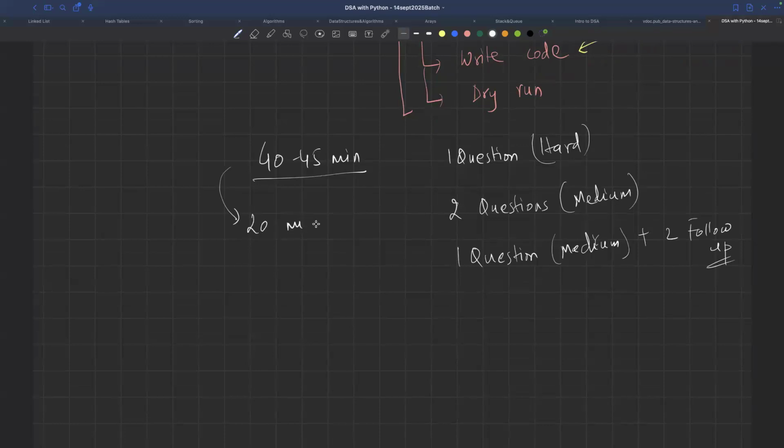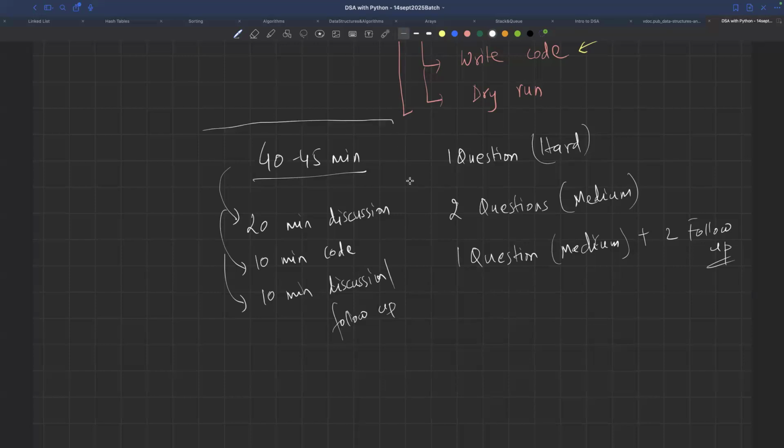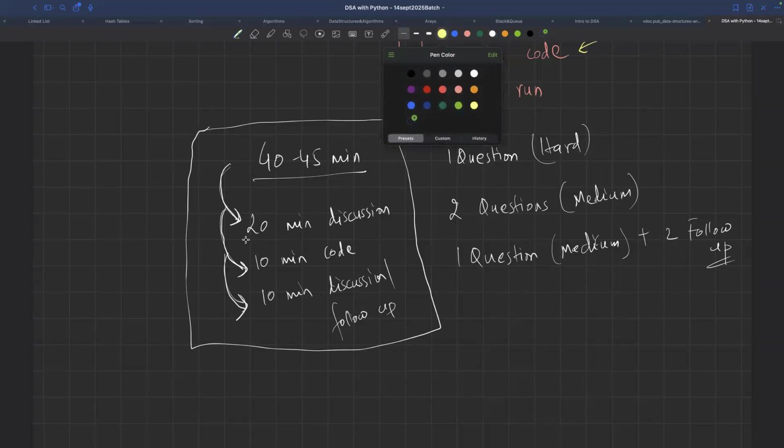you can say 20 minutes discussion, and maybe 10 minutes code and 10 minutes of again discussion about code or follow-up. Again, it is not hard and fast, but normally in 45 minutes you will not end up writing code. You will write code only for 10 to 15 minutes. Main thing is this. Writing code is the last thing.